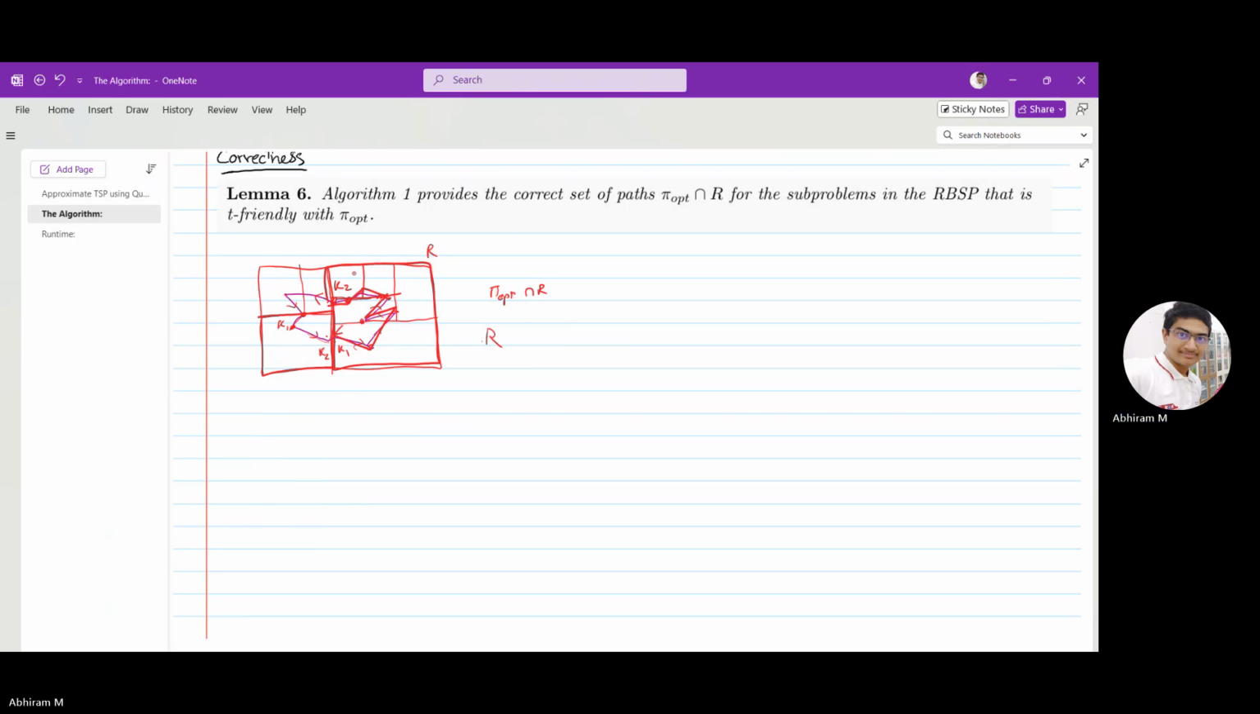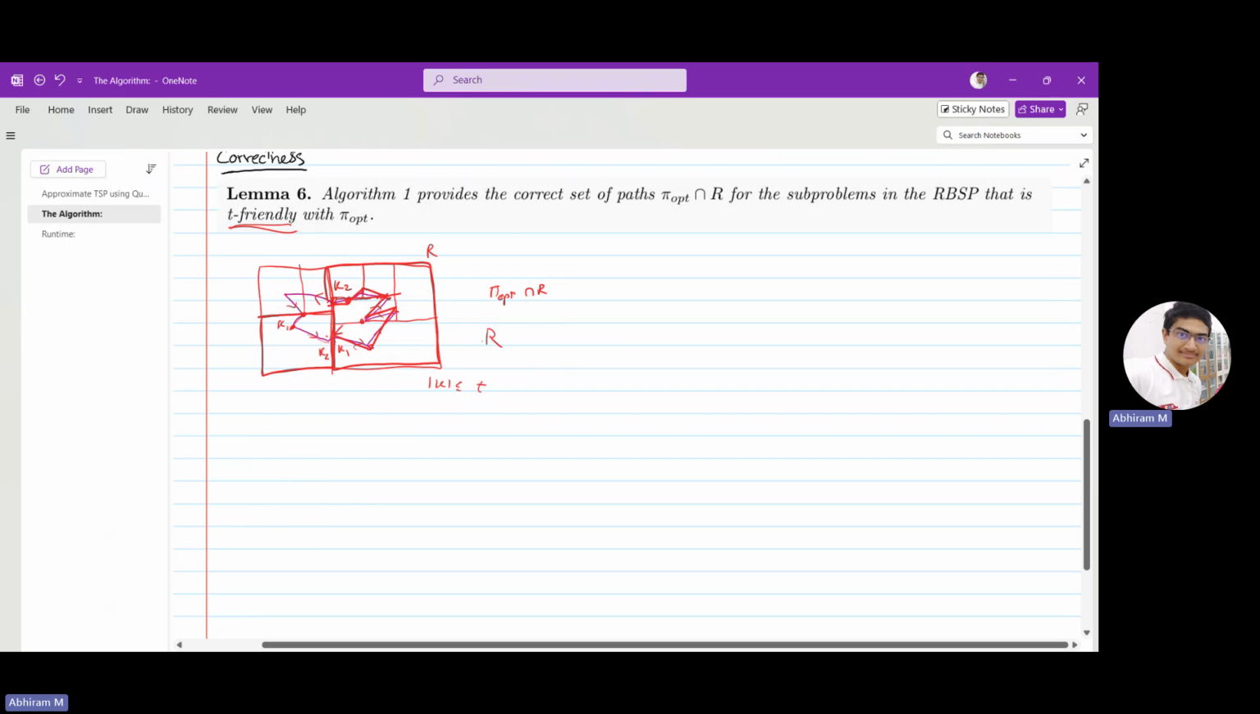And now, why is this true? This is going to be true by contradiction. Proof by contradiction: since the RBSP is T-friendly, we are going to have considered this path, because we are literally enumerating over every tour or every possibility which intersects at most T times. Mod k less than T is the only criterion. So we will have considered this path.